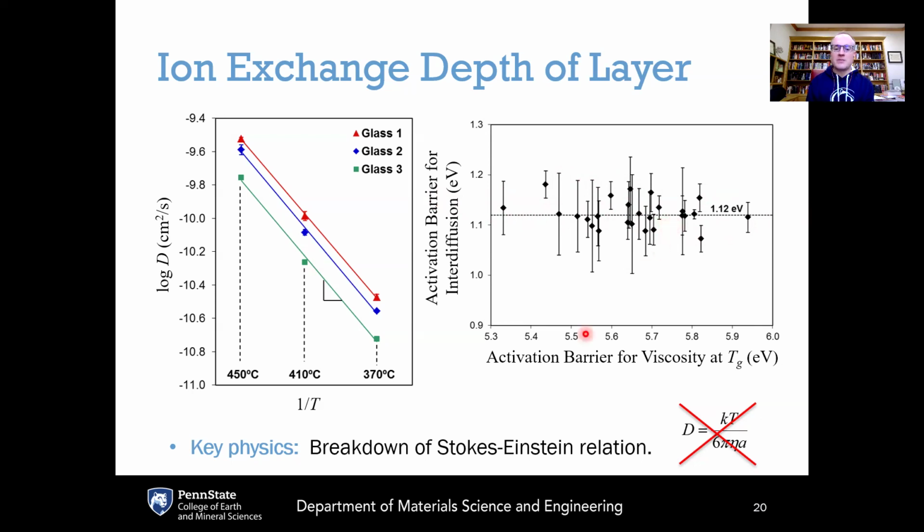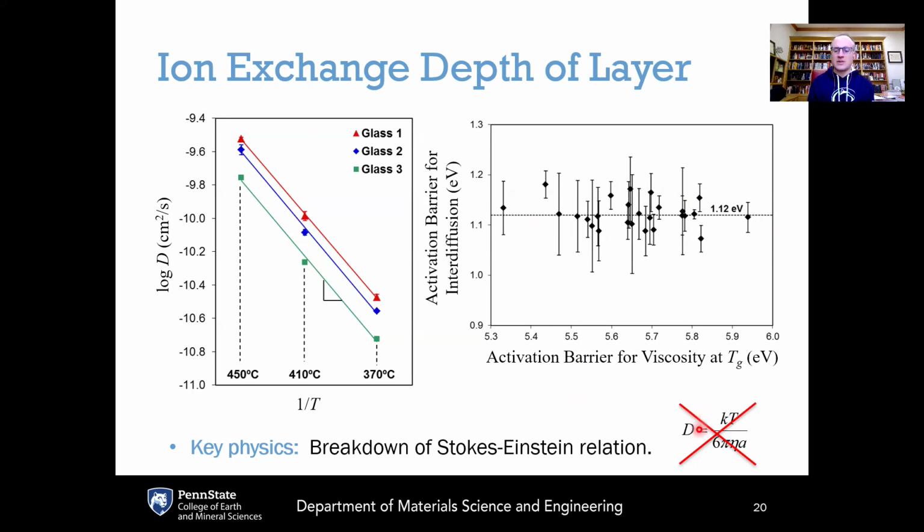And this is plotted versus the activation barrier for viscous flow of these same glasses at their respective glass transition temperatures. And what you can see is that although the activation barrier for viscous flow is changing by a lot, it's completely unrelated to the activation barrier for the diffusion process. So what this is telling us is that the Stokes-Einstein relation that we introduced at the beginning of this lecture completely breaks down for this case.